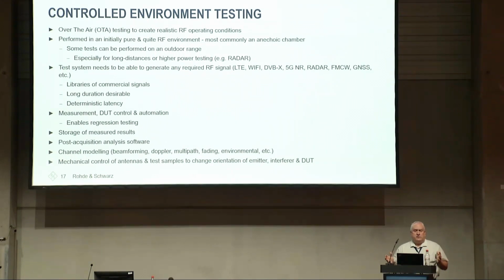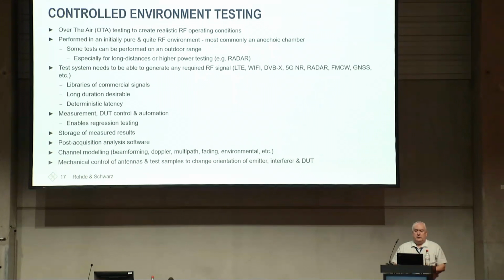The test system itself needs to be able to create any kind of interference, so it needs a very flexible RF generation capability. These interference signals might be commercial signals. You can see examples here: LTE, Wi-Fi, DVB (digital video broadcast), 5G NR, radar, FMCW, whatever. So you're looking for a system that has a library of commercial signals with long durations, because these tests might take quite a while to perform, many minutes in some cases.